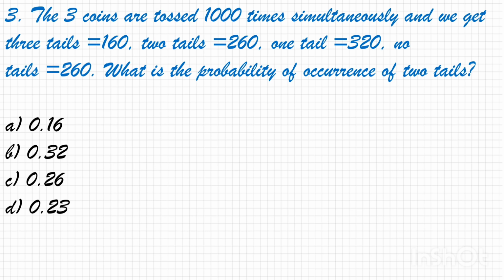Three coins are tossed 1000 times simultaneously and we get 3 tails 160 times, 2 tails 260 times, and one tail 320 times. No tails 260 times. What is the probability of occurrence of two tails? 0.16, 0.32, 0.26, 0.23.